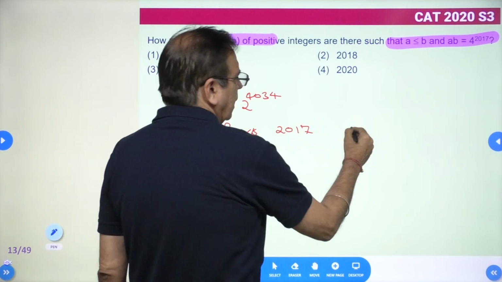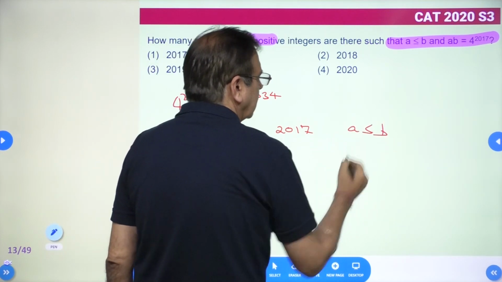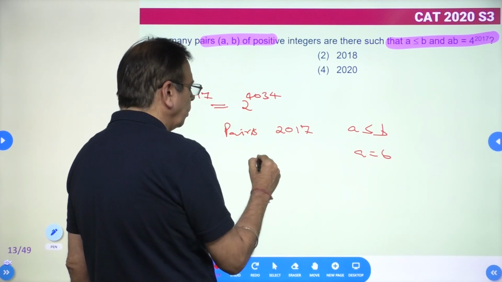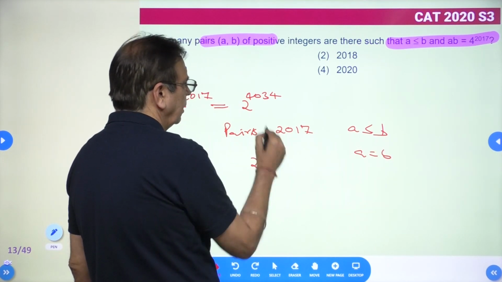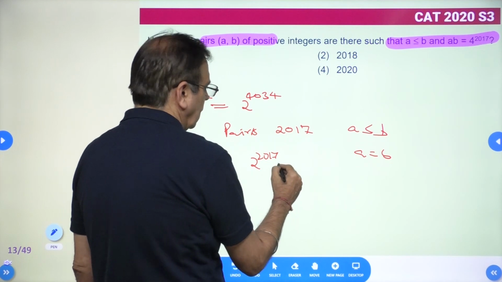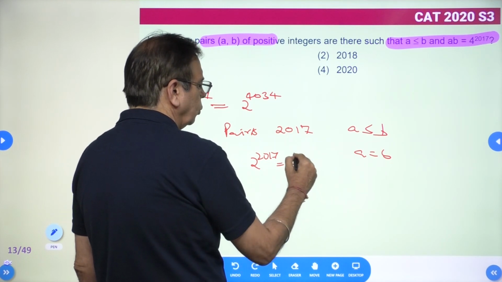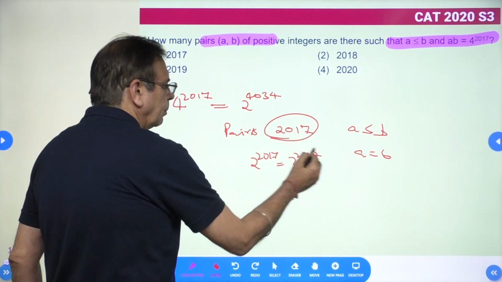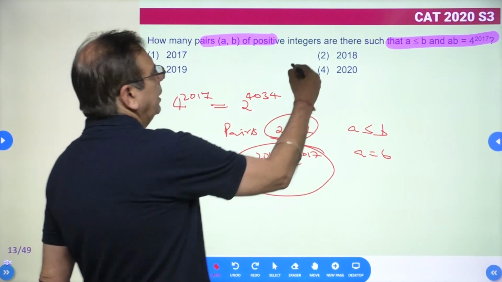In which A will be less than or equal to B. And what is the case in which A is equal to B? That case is 2 to the power 2017. So how many pairs? 2017 plus 1, that is 2018, should be the answer.